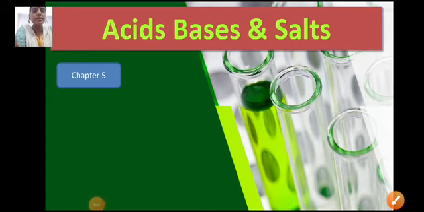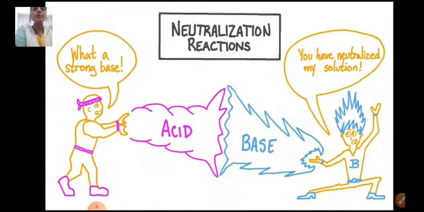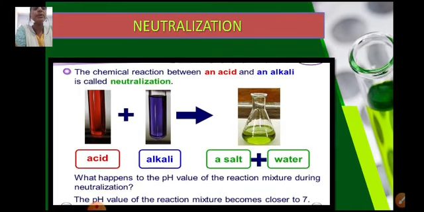Hello students. So we have reached the end of this chapter, Acids, Bases and Salts, which is chapter 5 of your textbook. At the end we are going to study about neutralization reactions. As you can see in the picture also, it is a reaction between an acid and a base. So let us study about it in detail.